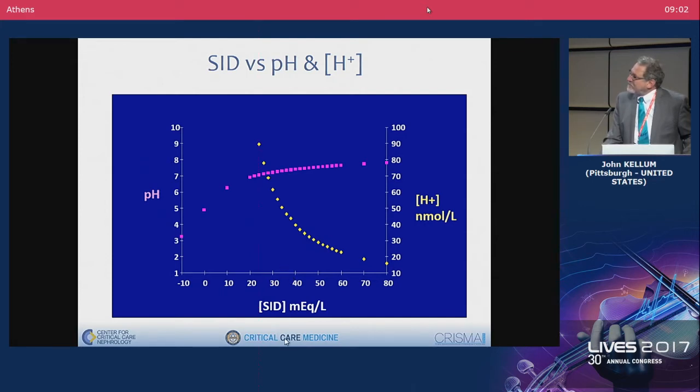And you can see as I move in this direction, the pH falls and the hydrogen ion concentration increases. The hydrogen ion concentration increases much more rapidly than the pH, and that's simply because of the inverse logarithm that the pH scale imposes, and it makes the pH look flatter than the hydrogen ion concentration.